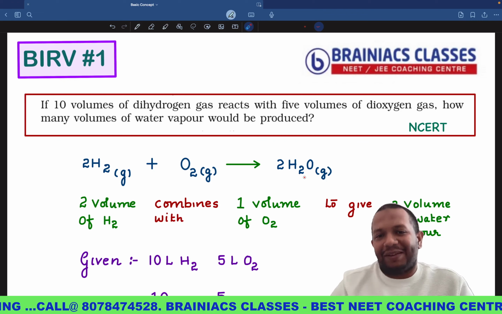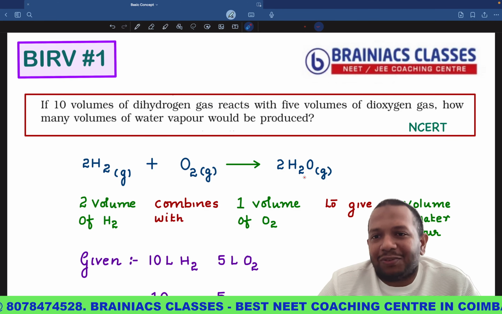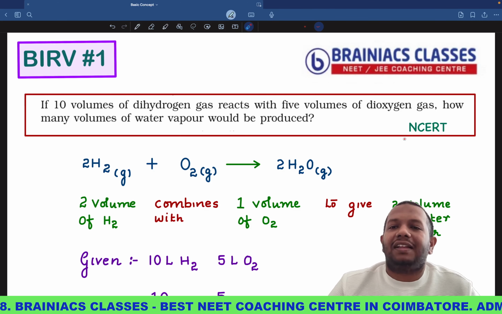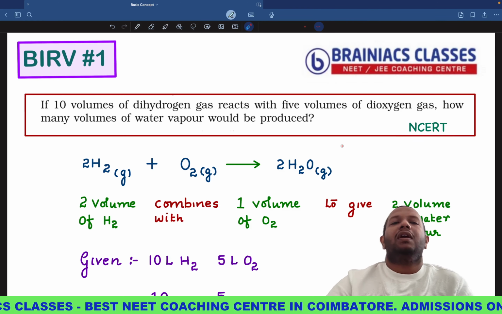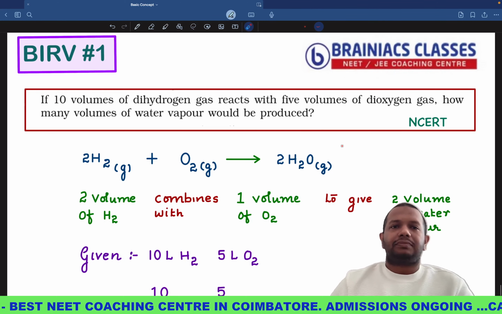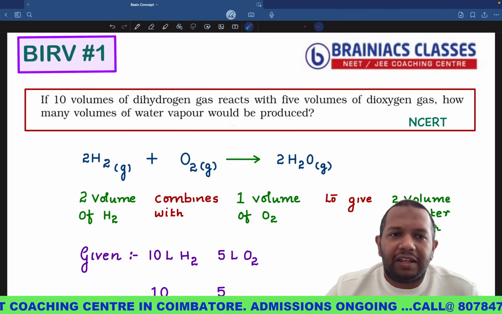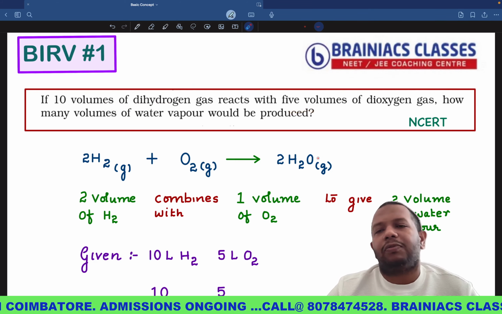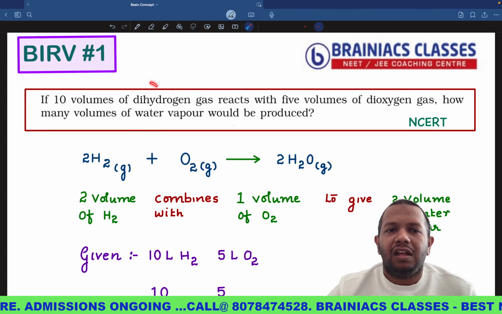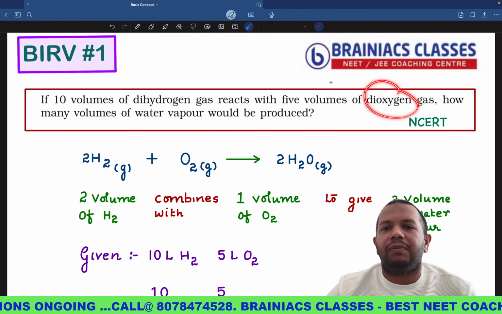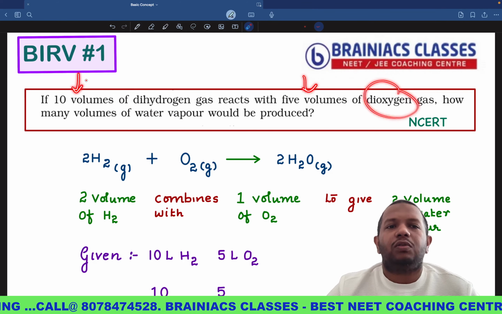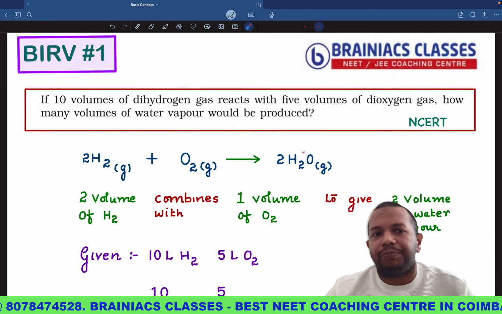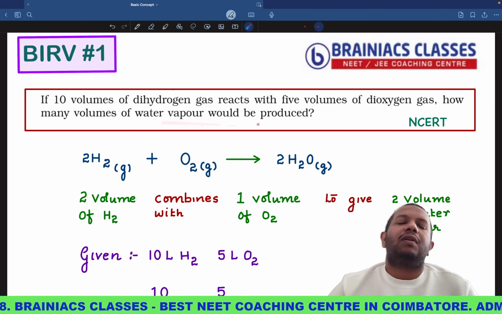Next is a question from NCERT. Very important question, you can see I have mentioned NCERT here. So let's go a little fast. The question given here is: 10 volume of dihydrogen gas reacts with 5 volume of dioxygen gas. You can see two reactant quantities are given, 10 volume and 5 volume, so the limiting reagent can come into the picture. How many volumes of water vapor would be produced?